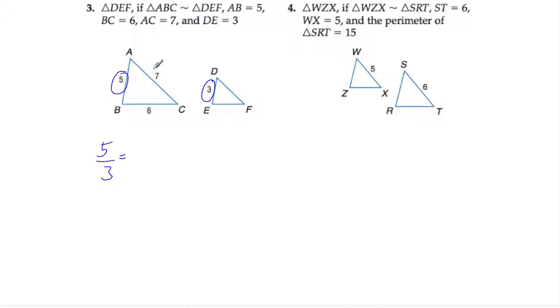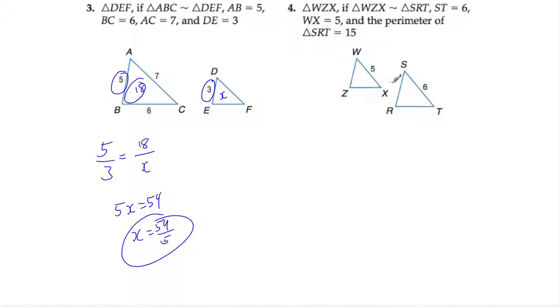So the perimeter of this larger triangle is 18. If you add up all the sides, you get 18. So this smaller one is x. I don't know what it is, so that's what I'm looking for. Right, so if we have 5 to 3 equals 18 to x, here we can cross multiply, and we get 5x equals 18 times 3, which is 54. And so that means that the perimeter of the smaller triangle is just 54/5. Again, leaving it as a fraction is okay.